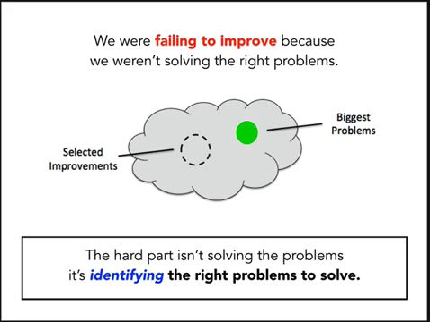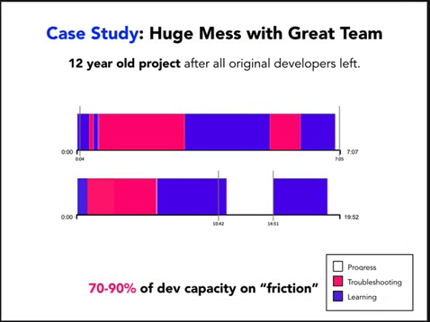So I started using these visualization tools on consulting projects as a way to help other teams identify their biggest problems. So in this first case study, there was this huge mess inherited by a great team. It was this 12-year-old project where all the original developers had left. And this is what it looks like when you spend 90% of your time figuring out what to do and 10% of your time actually changing the code. So this was the norm on the team, to spend 70 to 90% of the team's development capacity on friction.